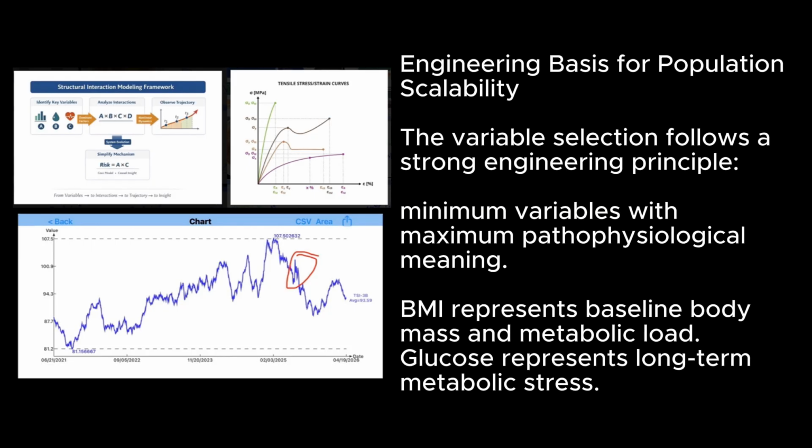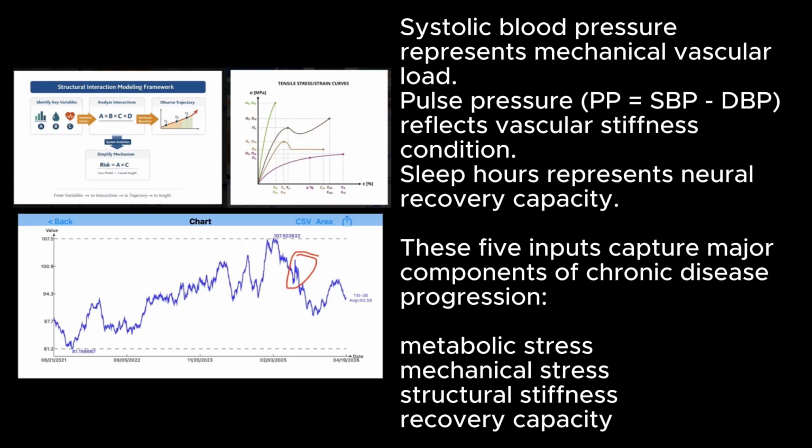Engineering basis for population scalability. The variable selection follows a strong engineering principle: minimum variables with maximum pathophysiological meaning. BMI represents baseline body mass and metabolic load. Glucose represents long-term metabolic stress. Systolic blood pressure represents mechanical vascular load. Pulse pressure, PP equals SBP minus DBP, reflects vascular stiffness condition. Sleep hours represent neural recovery capacity. These 5 inputs capture major components of chronic disease progression: metabolic stress, mechanical stress, structural stiffness, and recovery capacity.